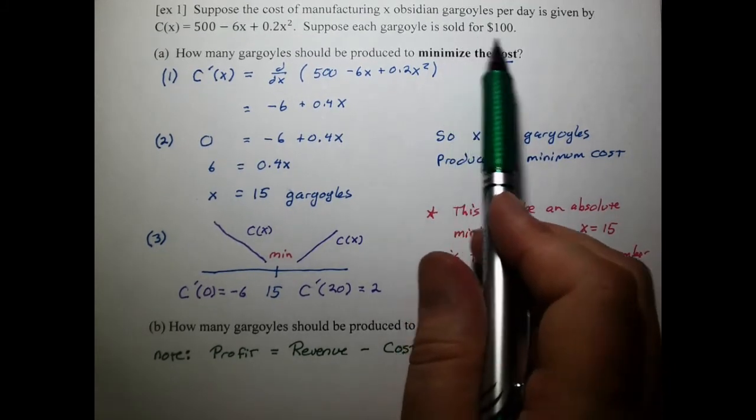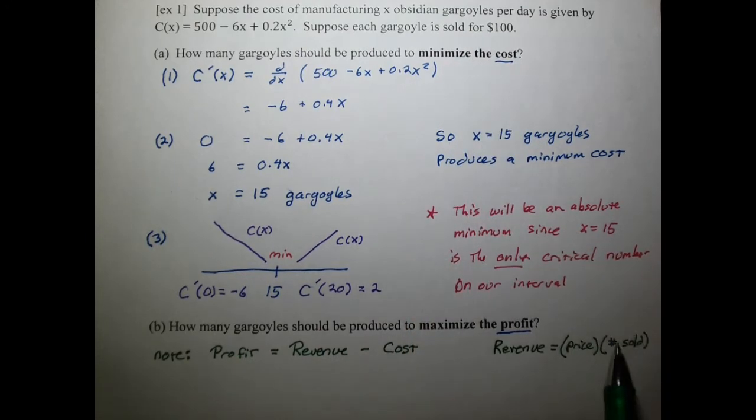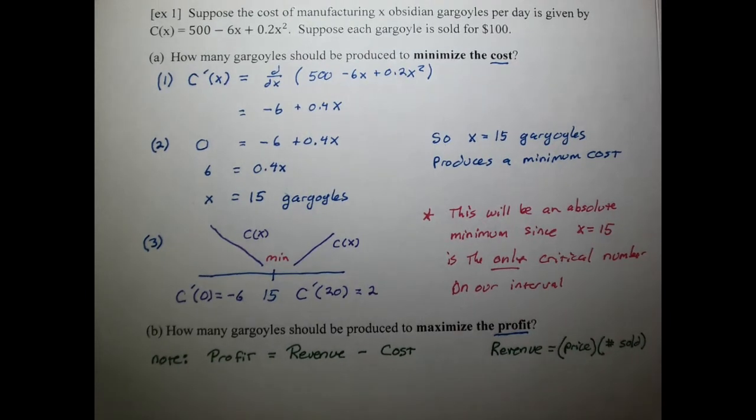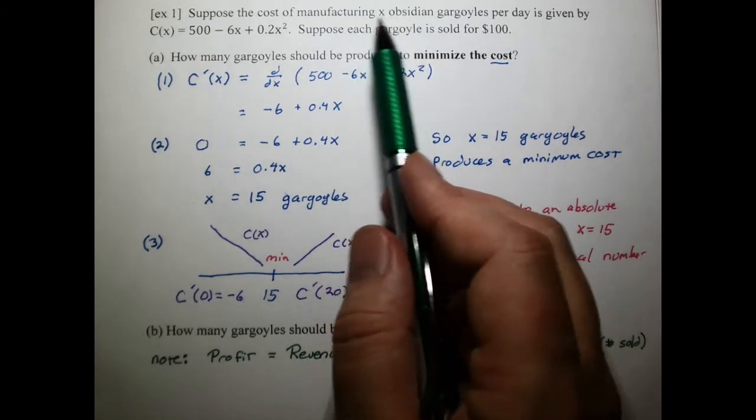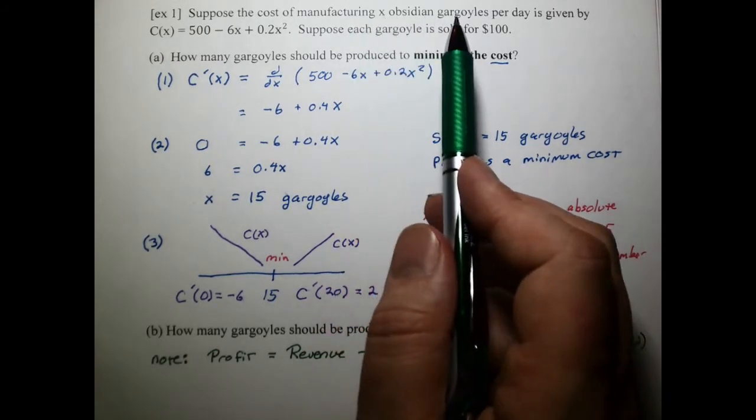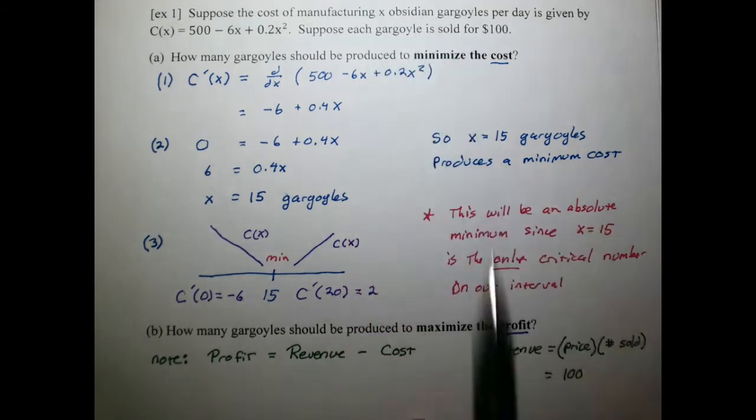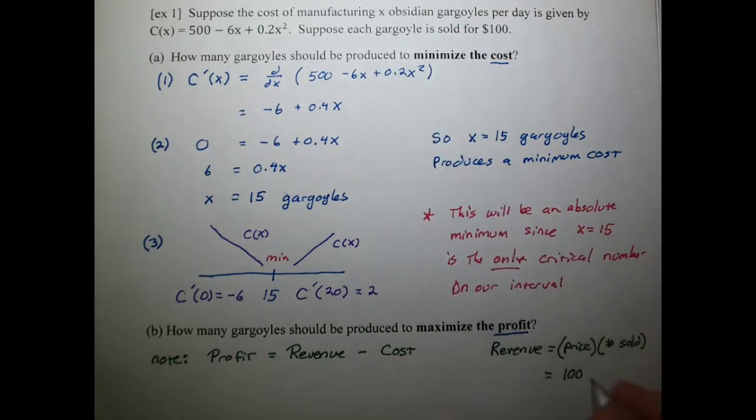So we're selling each gargoyle for $100. So if we sell 5 of them, our revenue will be $500. So the price we know is 100, and the number sold, well, X is the number of obsidian gargoyles that we make. So let's assume that however many we make is however many we sell. And so that would make the number sold X.